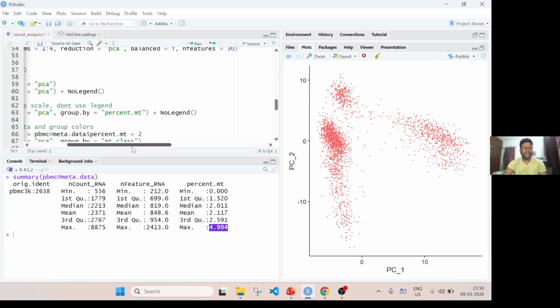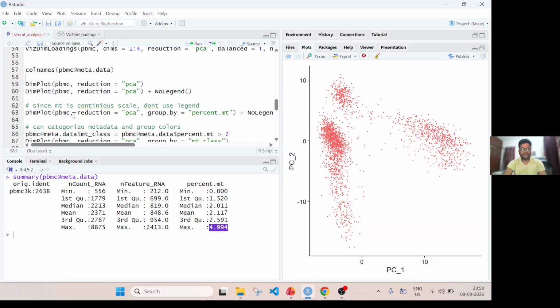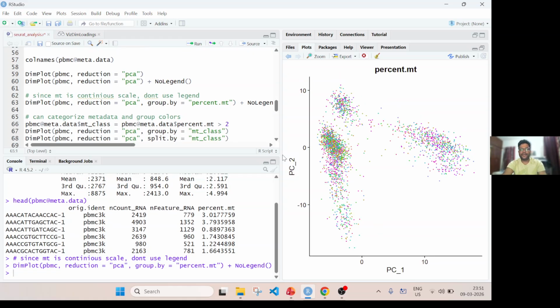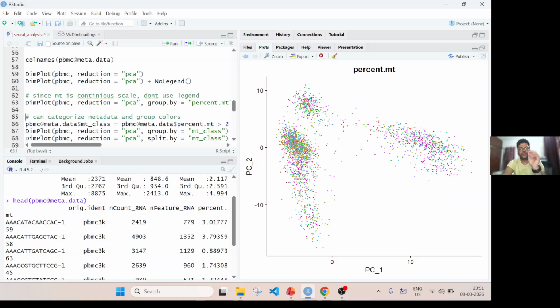But still, if you want to group by with that, you can do the same thing: PBMC, PCA reduction, group by the metadata we want. This name is derived from the metadata associated with each cell. Just to give you an idea of what this metadata is, if you do head of PBMC metadata, each row is one barcode for each cell, and each column is the metadata associated with the cell. If you do this dimension plot, you will see different colors because it's the mitochondrial concentration on a continuous scale.